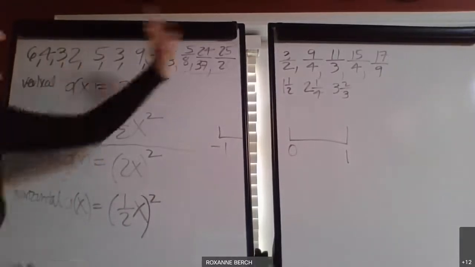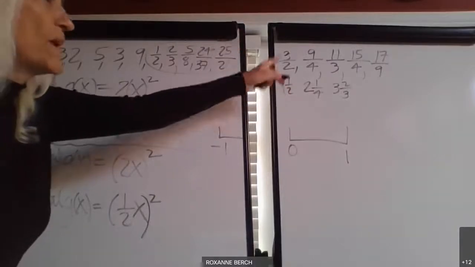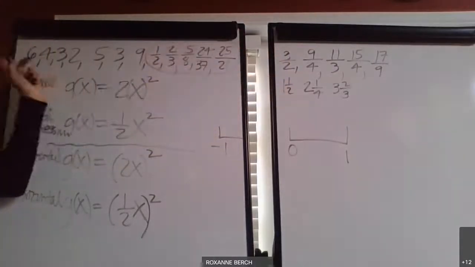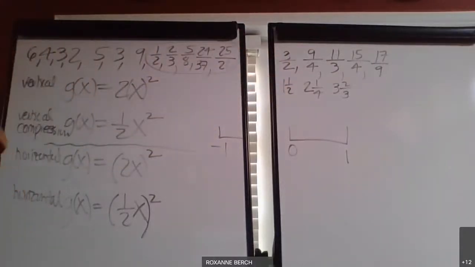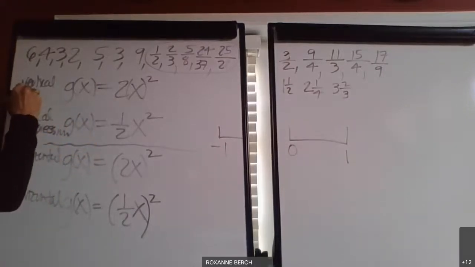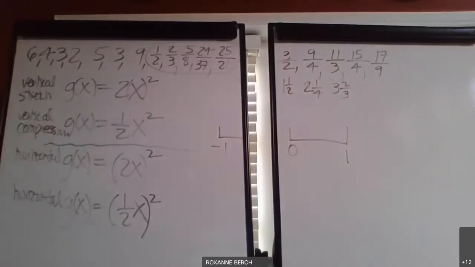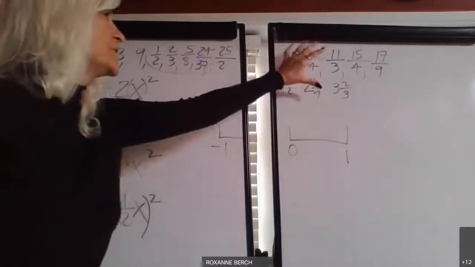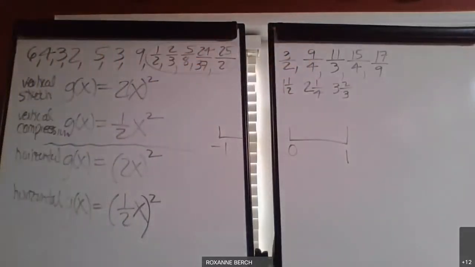And these are improper fractions, so they're bigger than 1. Anything bigger than 1 is going to be a stretch. So anytime you have a proper fraction, it's a compression. So stretch, stretch, compression. So now we go here.